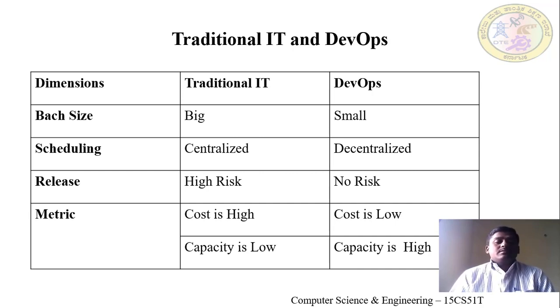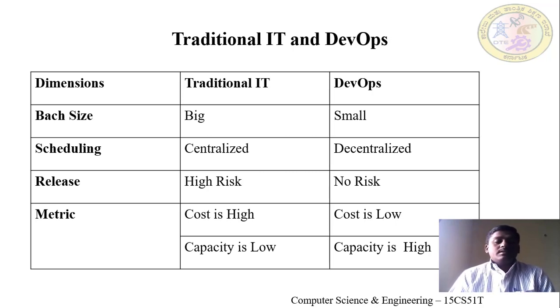Then metrics. The cost is high in traditional IT. In DevOps, the cost is low, right? Cost is high in the sense that the time is high. As and when the time is high, automatically the cost is high. Cost and time are directly proportional in the IT industry. If the time increases, automatically the cost also increases. DevOps cost is low compared to traditional IT.